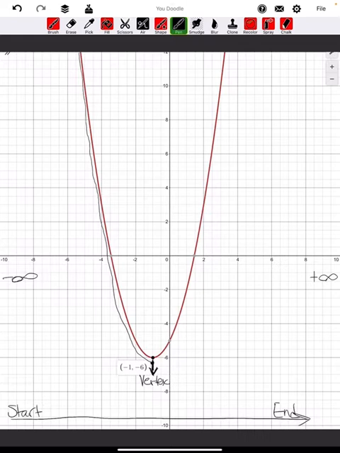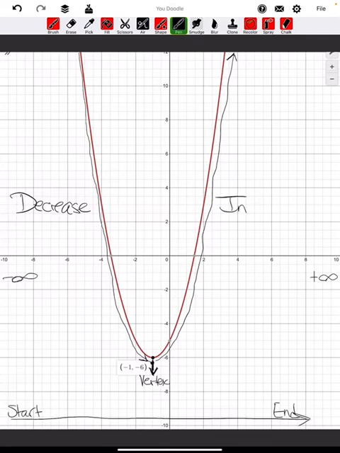So on the other side of our vertex, you see our graph is going up. It's going up, up, up. And again, I apologize for my crooked line, but basically, guys, we're going up. So the left side was going down, and the right side was going up. Whenever you're doing graphs like this, I want you to write decrease on the side that's decreasing, and on the side that's increasing or going up, I want you to write increase.